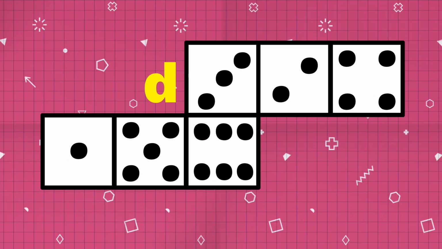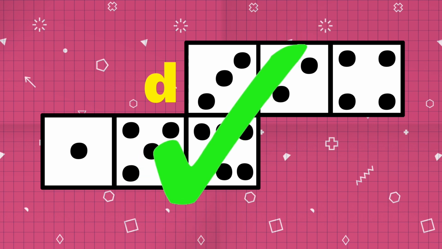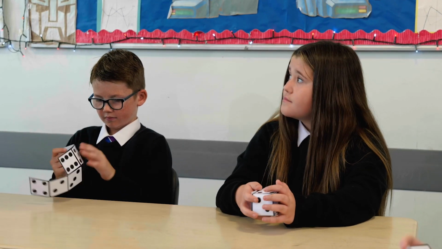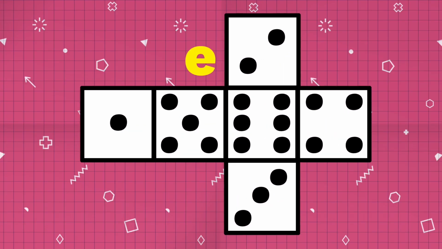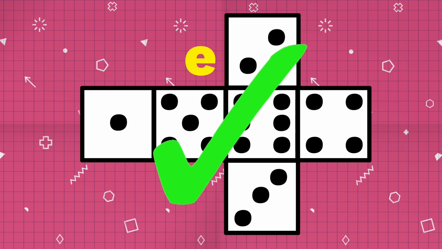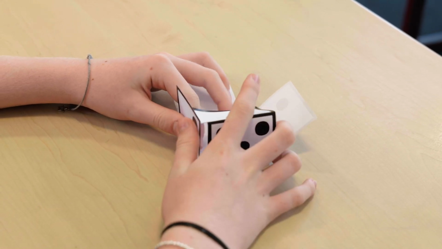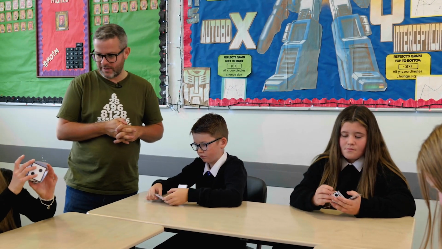Net D. This net can fold up to make a cube. None of the faces overlap. It works. Net E. And this net folds up into a cube too. It's got all 6. Macy's checked that it's got a 1, a 2, a 3, a 4, a 5 and a 6. Yep, so they've got no sneaky 7s in there.